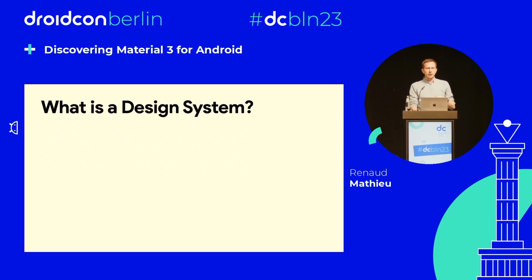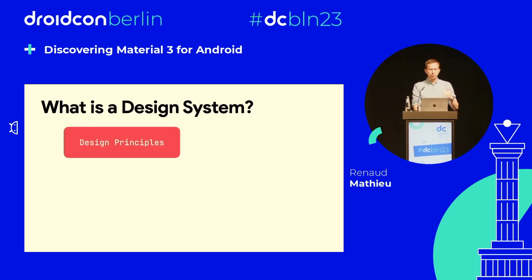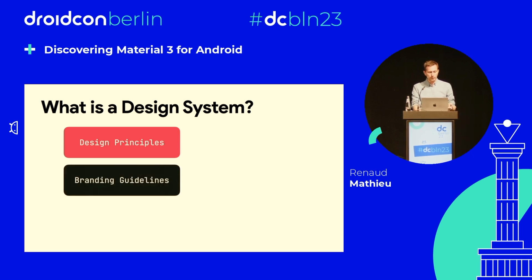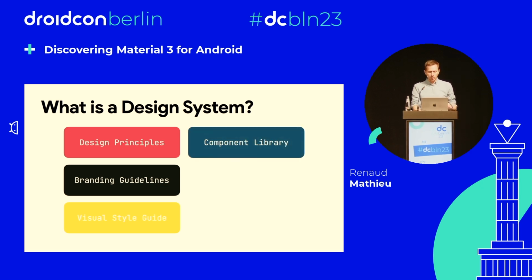Basically, a design system includes a lot of components. The design principles define the goals and the objectives of the design system. They serve as the compass for maintaining the consistency and the quality of your product. We have the branding guidelines, which ensure that all the products and services within the company maintain a cohesive brand identity. We have the visual style guide, with specifications for typography, colors, icons, spacings, layouts, and many other elements.